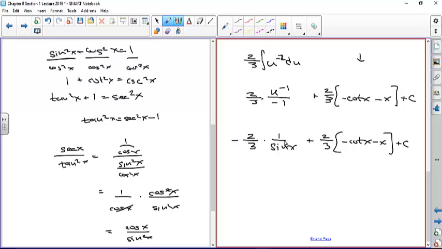And finally, you'd write that as the cosecant. So you'd have negative 2/3 cosecant of x plus 2/3 times negative the cotangent of x minus x plus c. Ta-da! Amazing, huh? Hopefully I did that right.